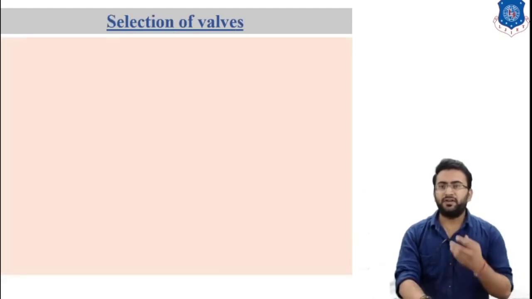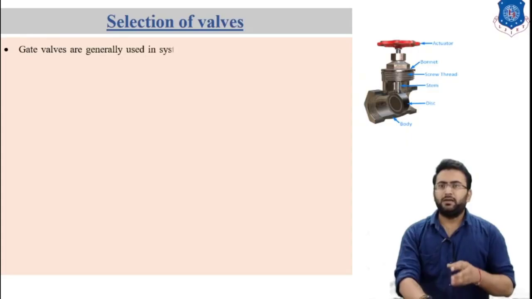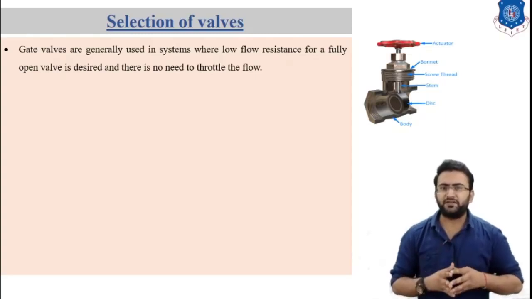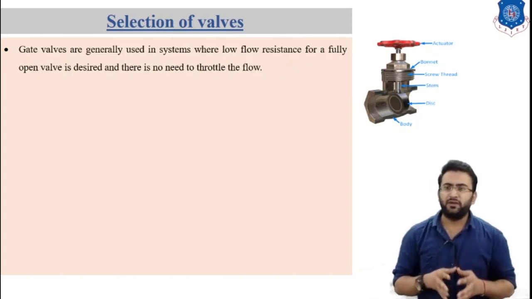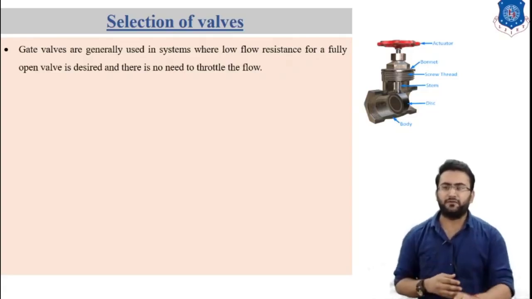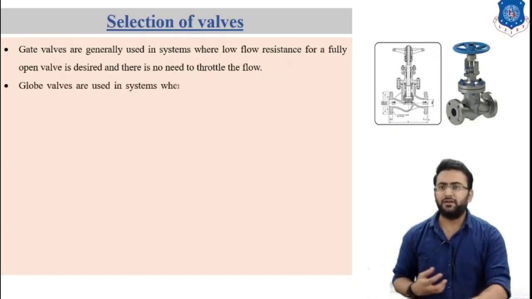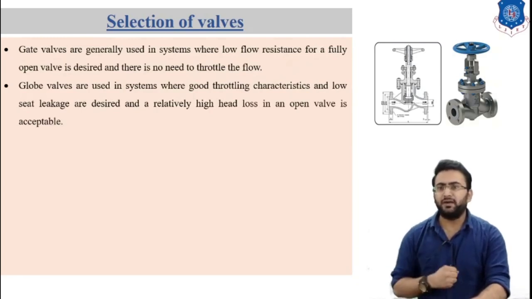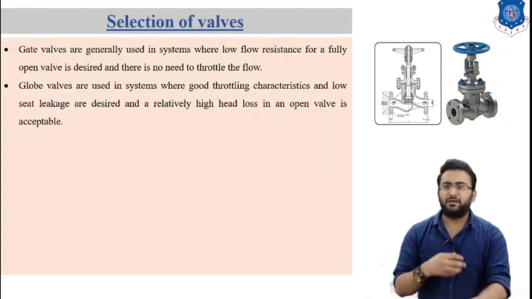Now let's talk about the selection criteria of valves. Let's talk first about the gate valve. Gate valves are generally used in systems where low flow resistance for a fully open valve is desired and there is no need to throttle the flow. So gate valves are mostly used for on-off control where there is no requirement to throttle the flow. Now let's talk about the next valve, which is the globe valve. Globe valves are used in systems where good throttling characteristics and low seat leakage are desired. A relatively high head loss in the open valve is acceptable. So the globe valve is only used when good throttling characteristics are required in a pipeline with low seat leakage.